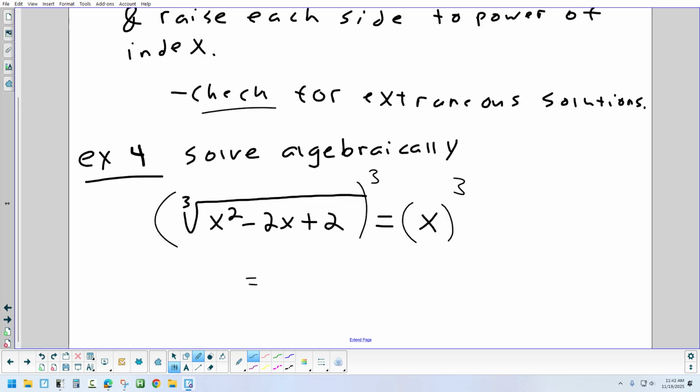What's going to remain on the left-hand side? X squared minus 2x plus 2. Yep. X squared minus 2x plus 2. And what are we going to end up with on the right side? X cubed. X cubed. Okay. Based on the highest exponent, what kind of equation is that?